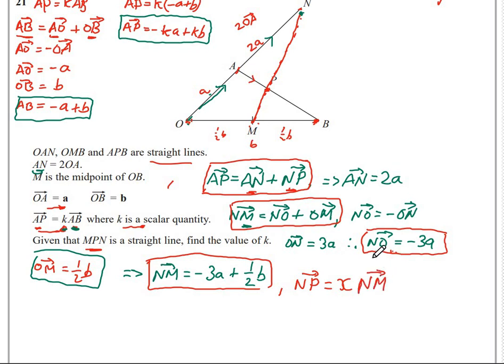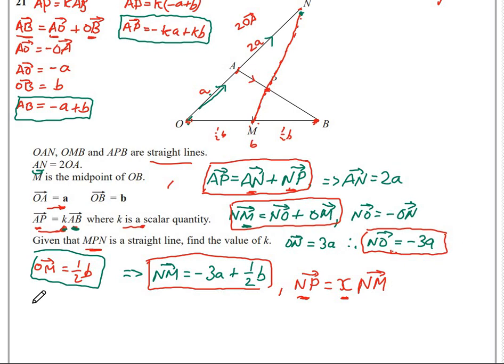Just the same way as AP is k times AB, because it's a part of AB, so that k could be a half, it could be 1/3. The same way here, we've introduced another scalar for MP. So MP could be half of NM, it could be 1/3, it could be 2/3 of NM, we don't know. So we're saying x times NM. So we can write that again.